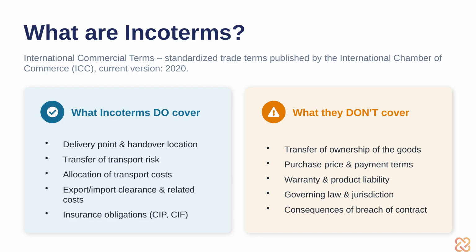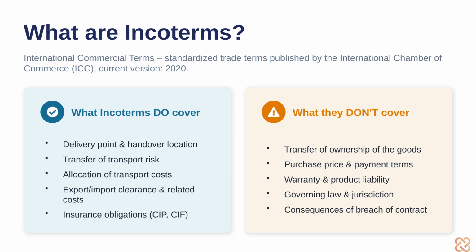What do these terms cover? They define where and when the goods are handed over, at what point transport risk passes to the buyer, who bears which transport costs, who is responsible for export and import clearance, and who bears the related costs, and, for certain terms, who must insure the goods.